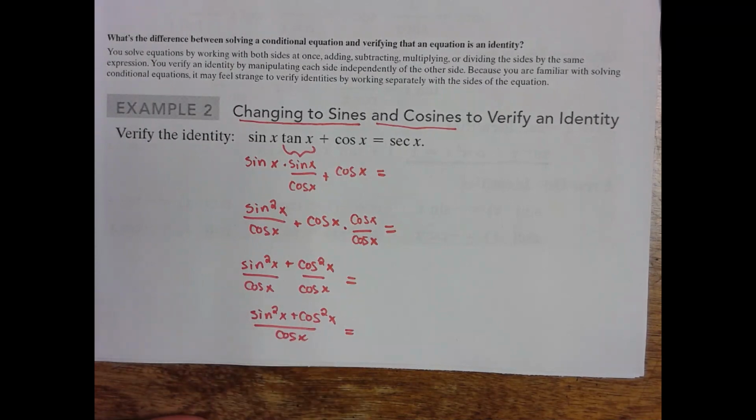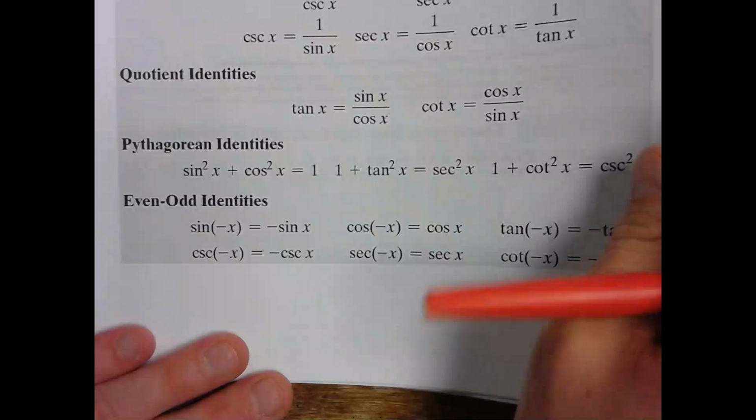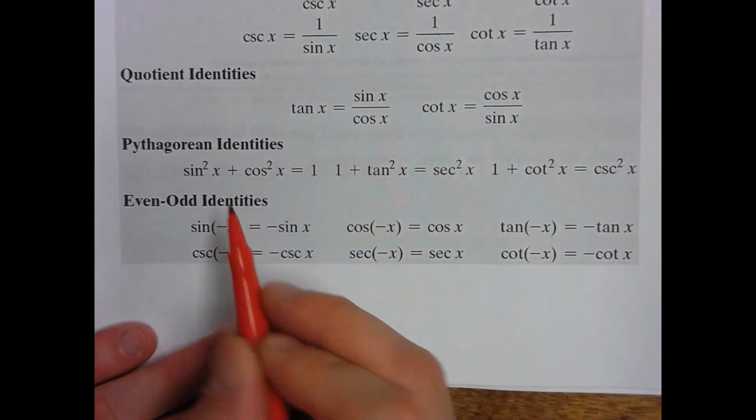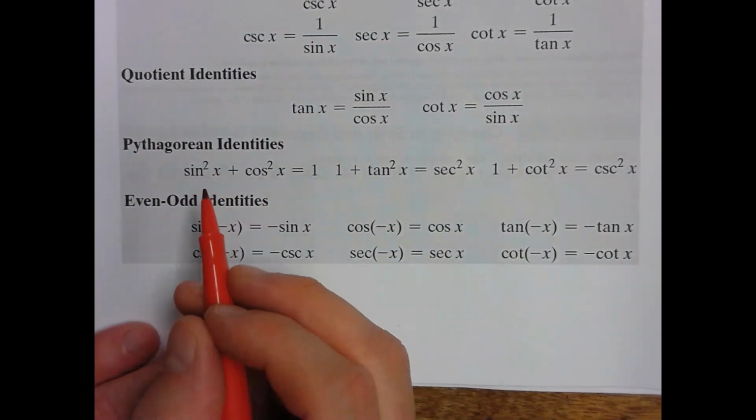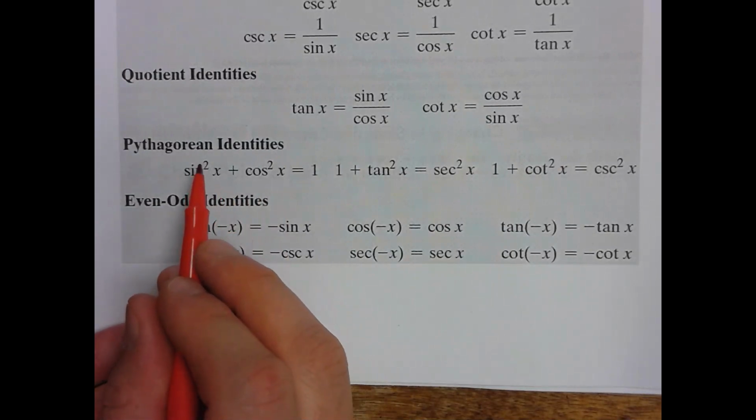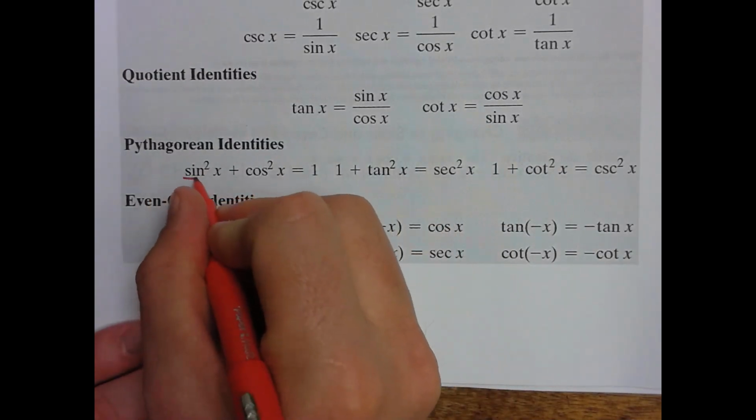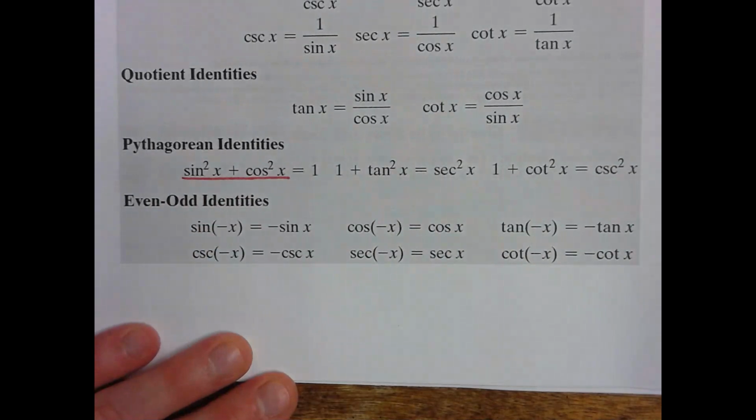If we see these sine squareds and cosine squareds, more than likely that's going to tell us to use one of these Pythagorean identities that have all these squared terms involved with them. Okay, so I'm seeing right here that one of these Pythagorean identities, sine squared of x plus cosine squared of x, just simply equals 1.